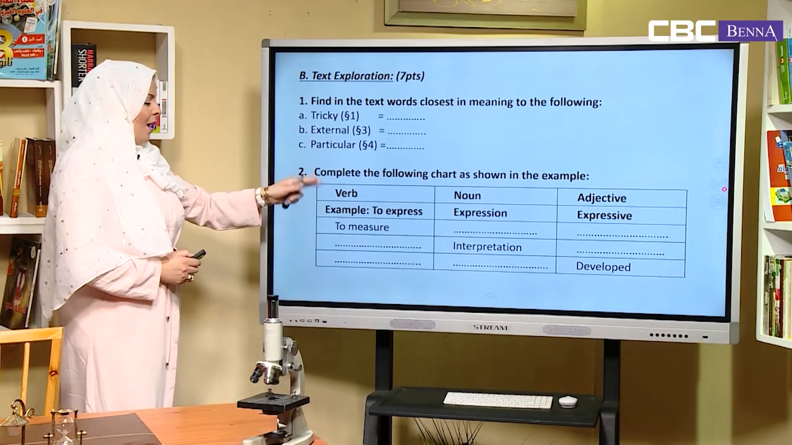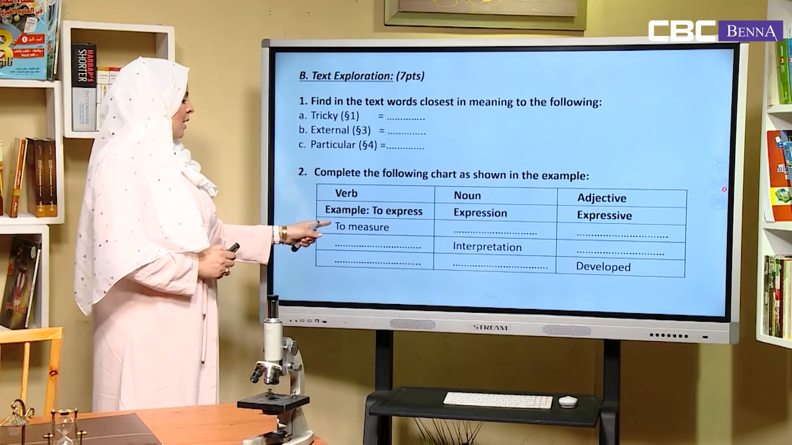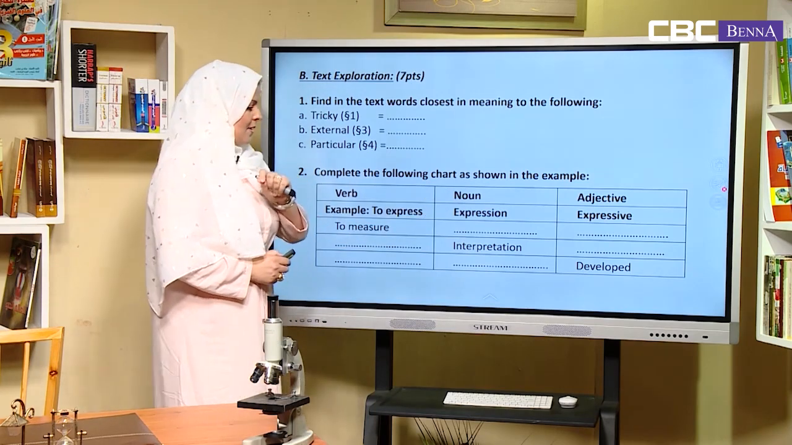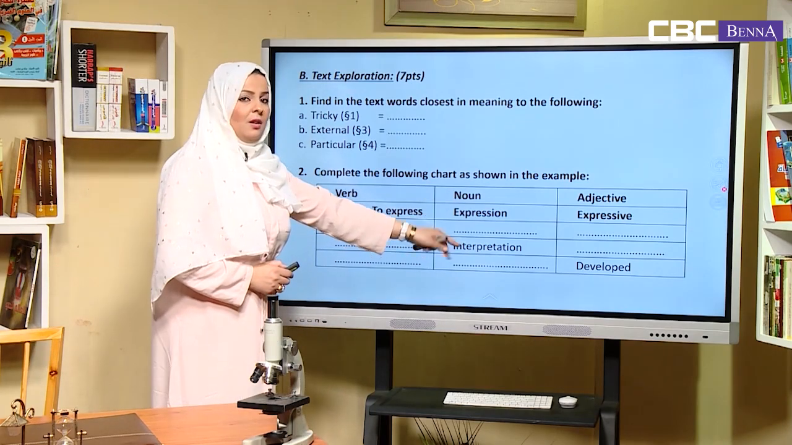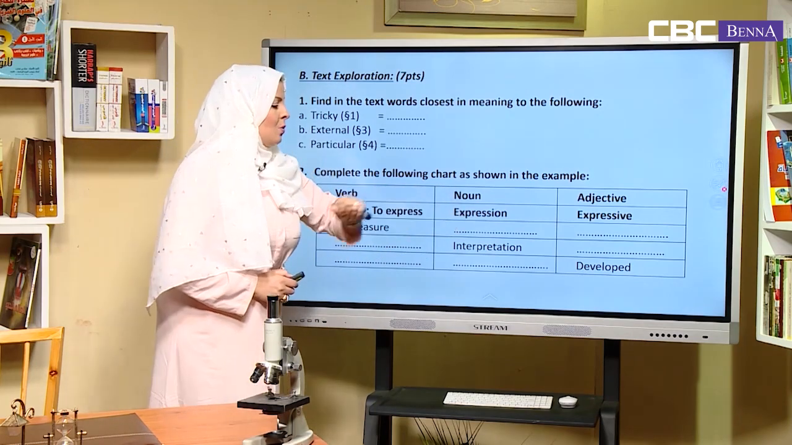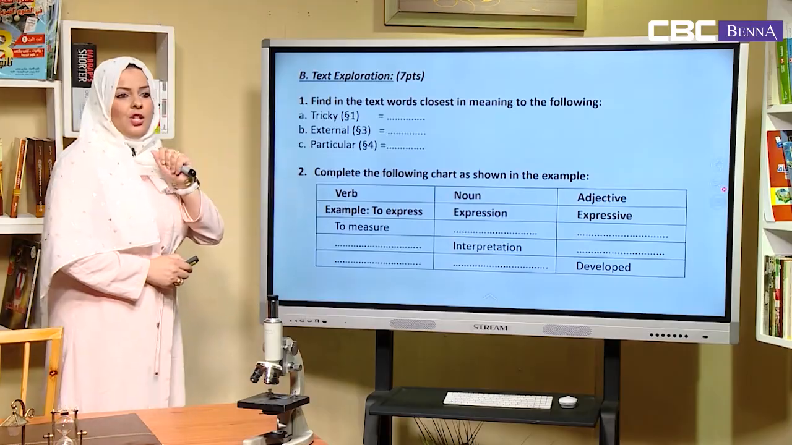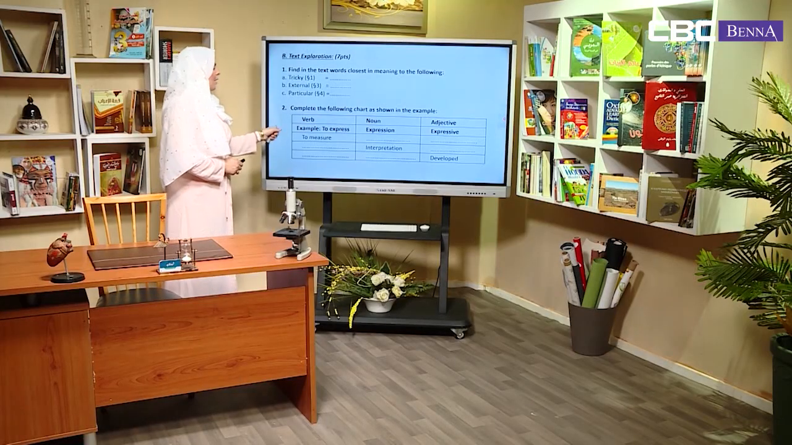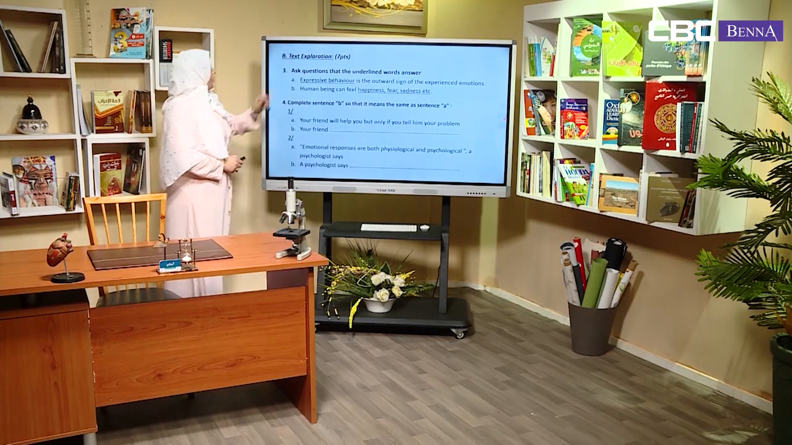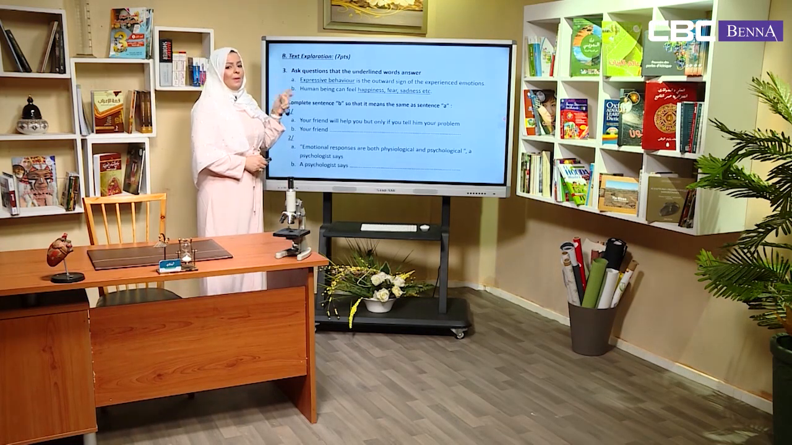So you have other verbs or words, like "to measure". They give you the verb, try to find noun and adjectives. Second, "interpretation", they give you the noun, find the verb plus the adjective. And the last one, which is "developed", they give you the adjective, try to find the verb plus the noun. Well, that is text exploration. Let's move to grammar now.